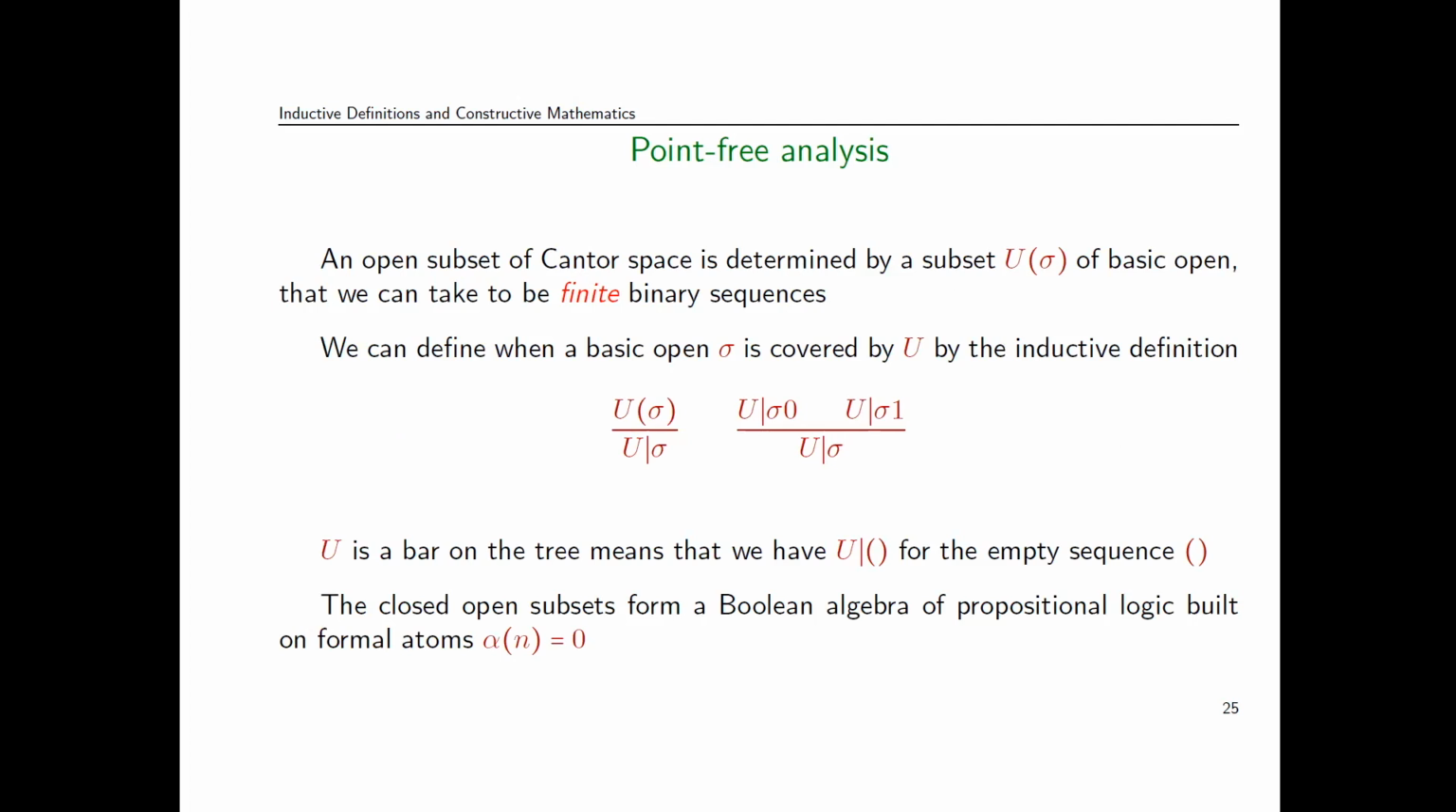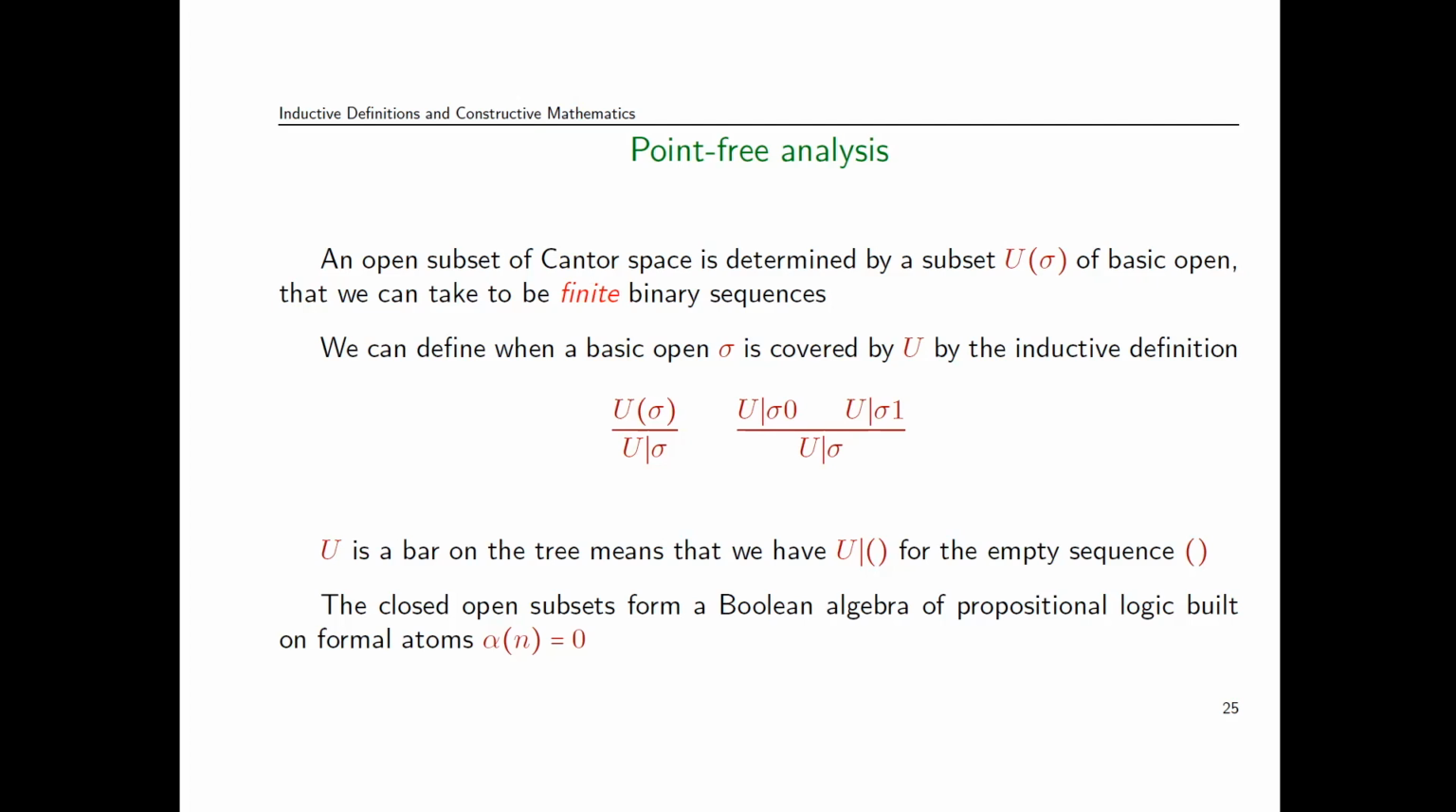So we think of a finite binary sequence as a clopen subset of Cantor space. So there's a set of all infinite sequences that extend this finite sequence. And then we can define the covering relations by inductive definitions. So when is a finite sequence sigma covered by U? It is covered by U if it is in U, or if sigma 0 and sigma 1 are covered by U. And that's the definition that you find in Notes on Constructive Mathematics.